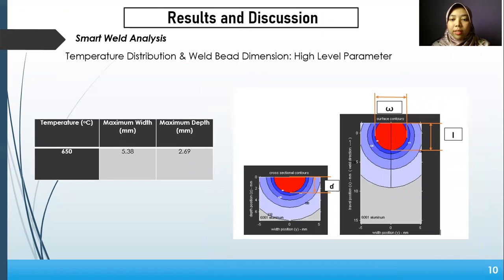The same goes for the analysis of high level parameter. After setting up the software, it will show maximum width and maximum depth. The maximum width for high level is 5.38 millimeter, while the maximum depth of penetration for high level is 2.69 millimeter. It also shows the weld bead dimension. The color red is the heat fusion zone, while the blue color is the heat affected zone.